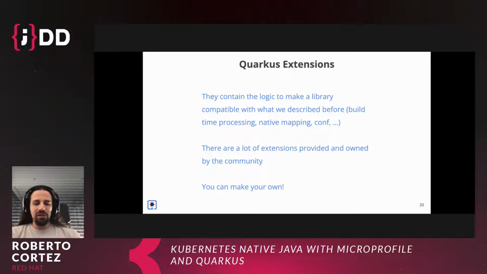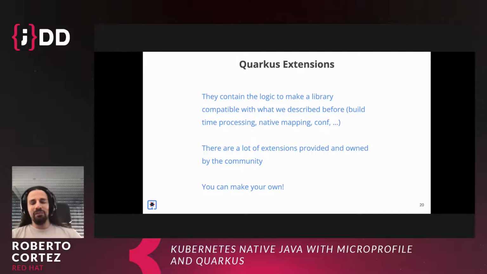Now, how can we accomplish all of this? We have something that we call Quarkus Extensions, and they contain the logic to make a library compatible with what we described before. A lot of the things that I've mentioned in the past about integration with Camel, Hibernate, even Spring, those extensions were written by the Quarkus team. What we actually do in an extension is look into the library code and try to extract as much as possible to do things at build time.